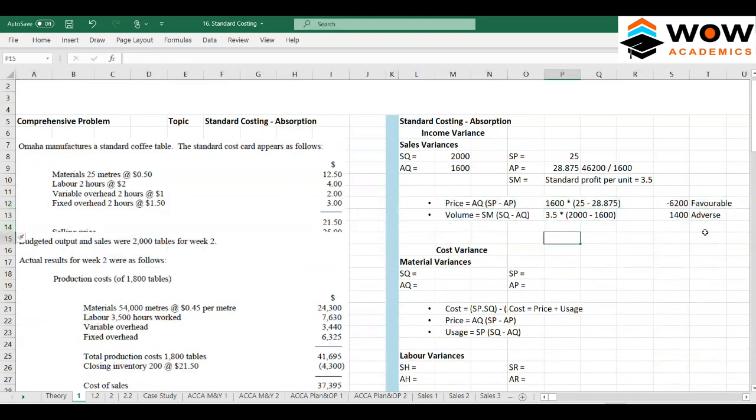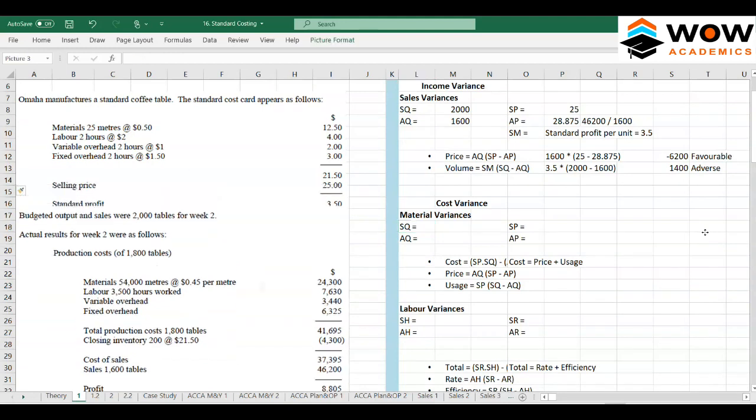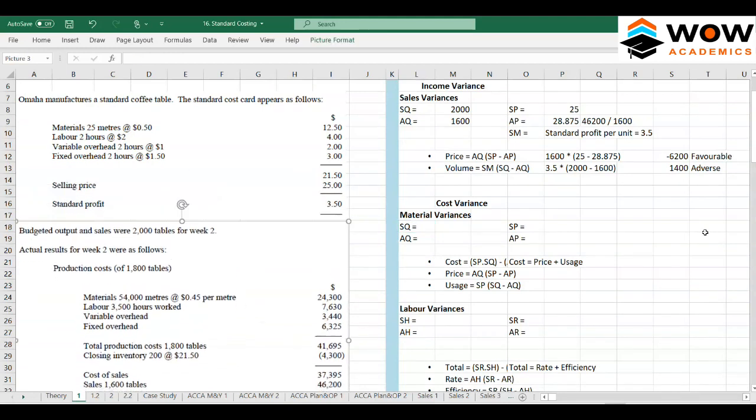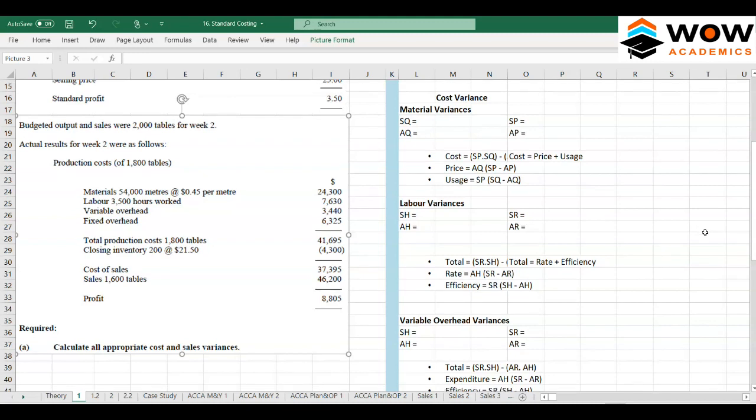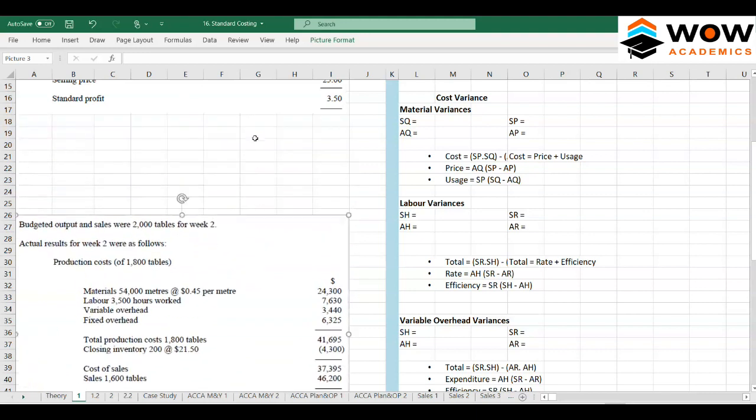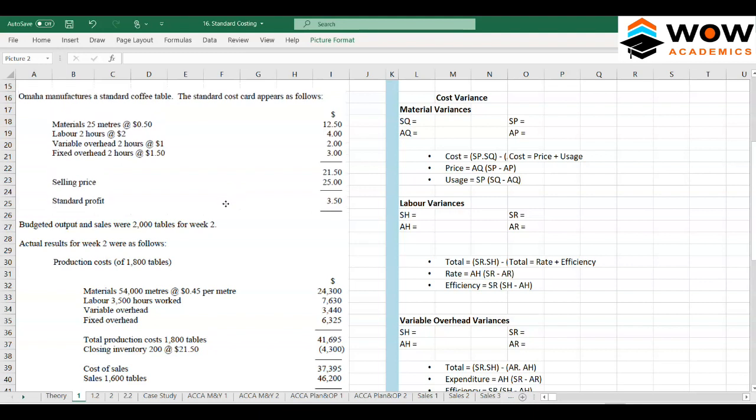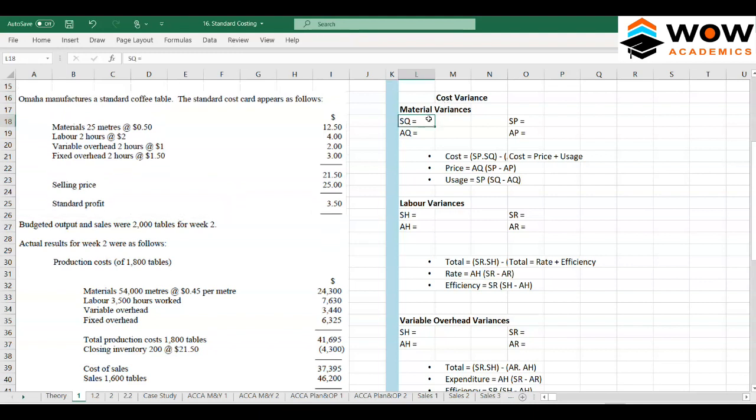The next one is cost variances from here on. So it is about material variances. We have to get these data, then only we can work out the sum. So what is the data that we need? We need standard quantity, actual quantity, standard price, and actual price. All these things are only for material sake.